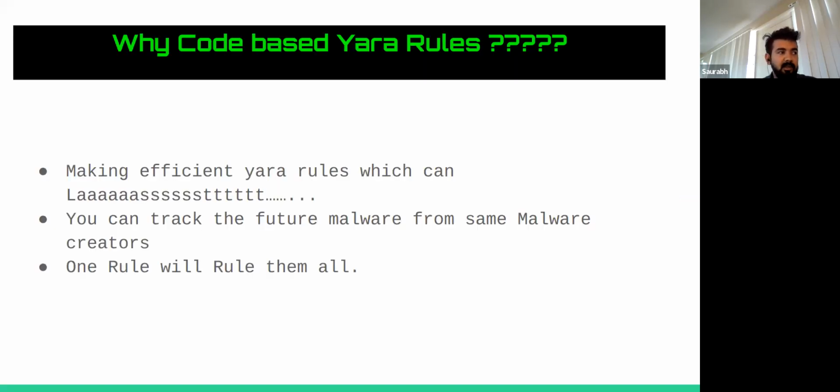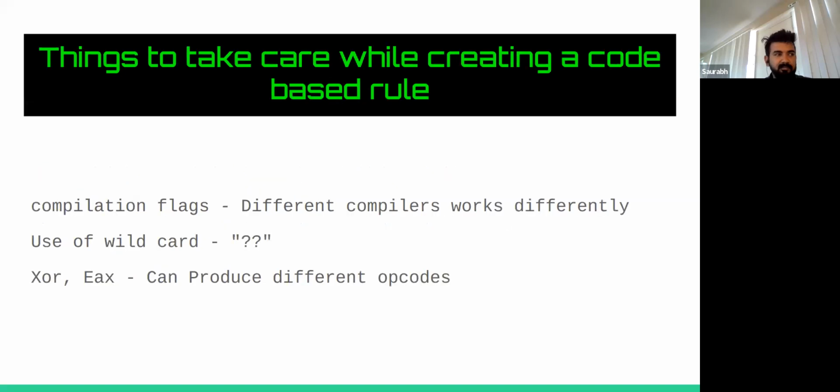So why a code-based Yara rule? I think you guys got an idea from the sample which I just showed you. You can track future malware. You can make it efficient, and it's going to last. So one rule will rule them all.